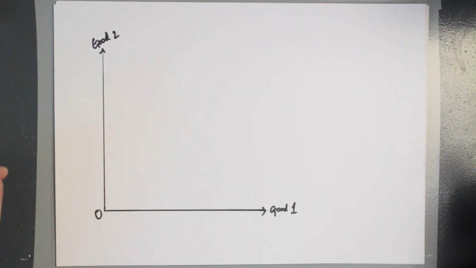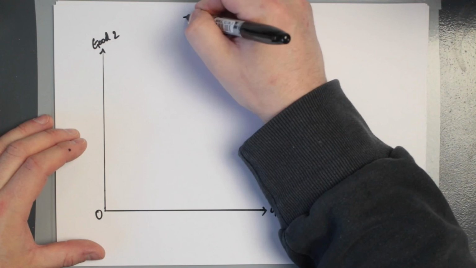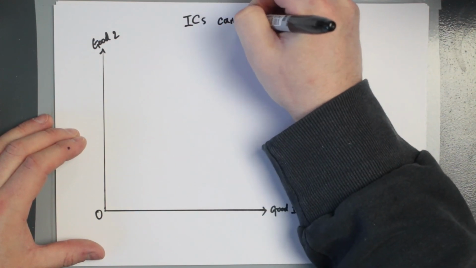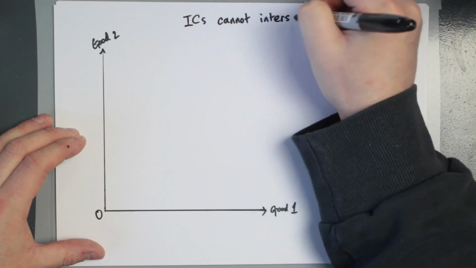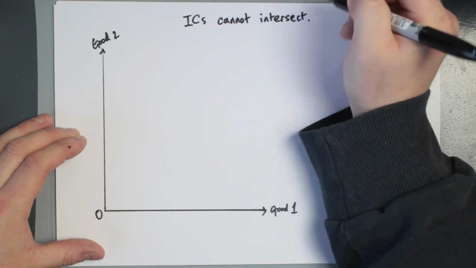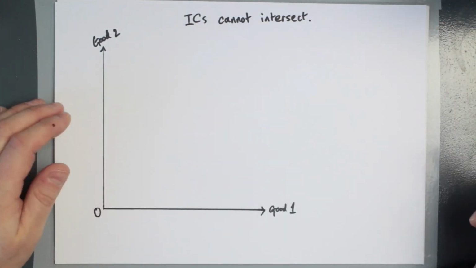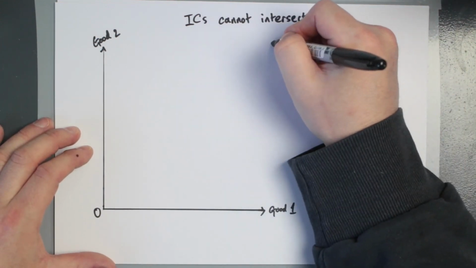So let's prove our final property of indifference curves, and this is the fact that indifference curves, ICs, cannot intersect. Okay? The idea of indifference curves intersecting is not compatible with the axioms of consumer choice, is what we're going to show. Well, we'll do another proof by contradiction.